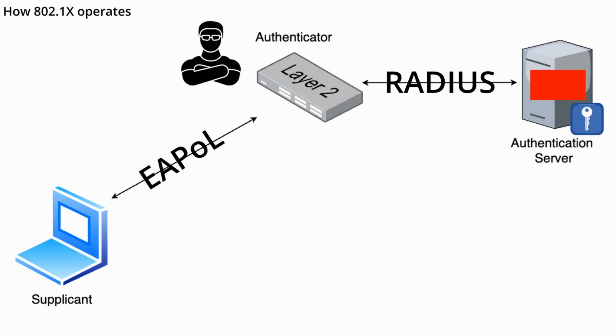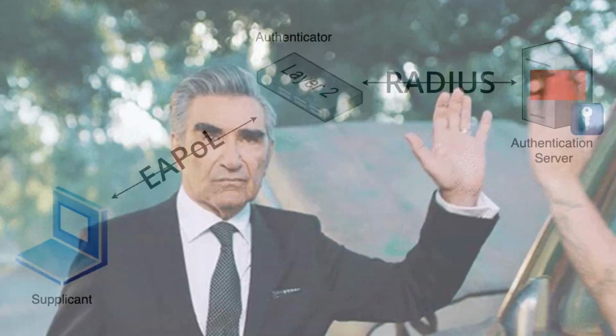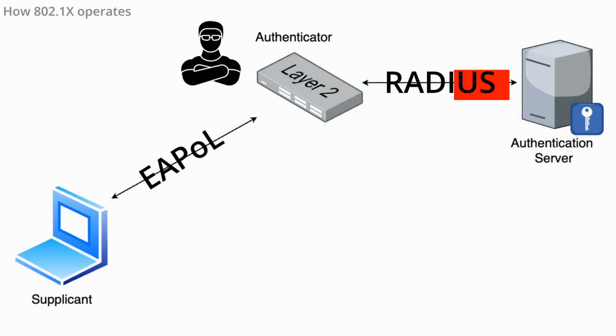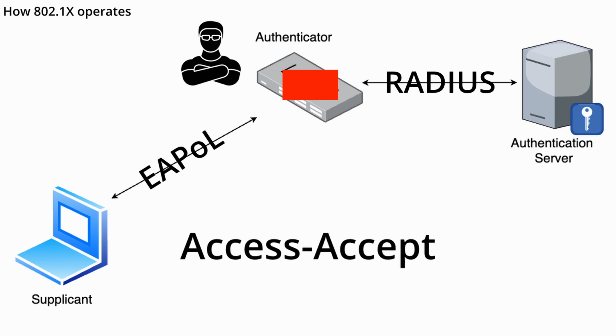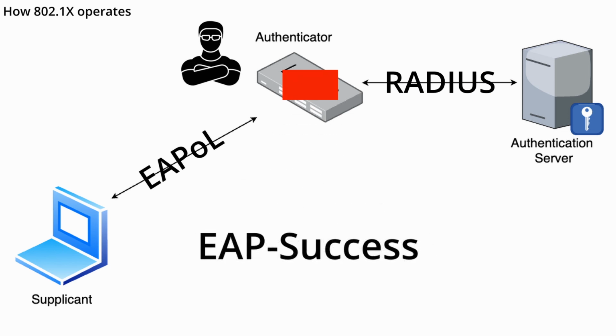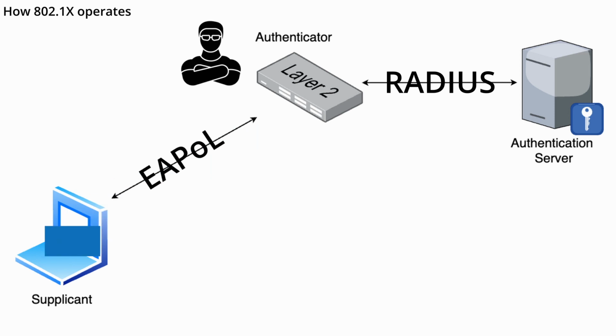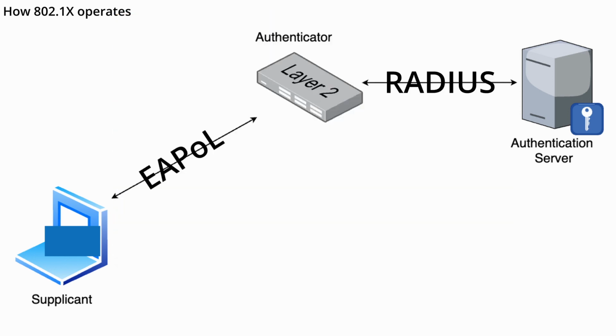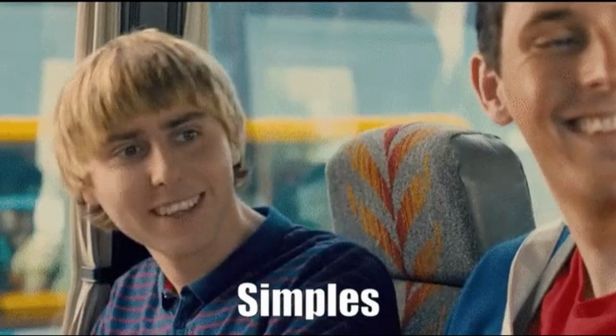If the supplicant and the authentication server can both agree on the methods, the RADIUS server sends an Access-Accept packet to the authenticator, which is translated to an EAP success message and sent to the supplicant. The authenticator then sets the port to authorized, and the host device has access to the network. If authentication is unsuccessful, then the port remains unauthorized. Simple. Let's put this into practice.